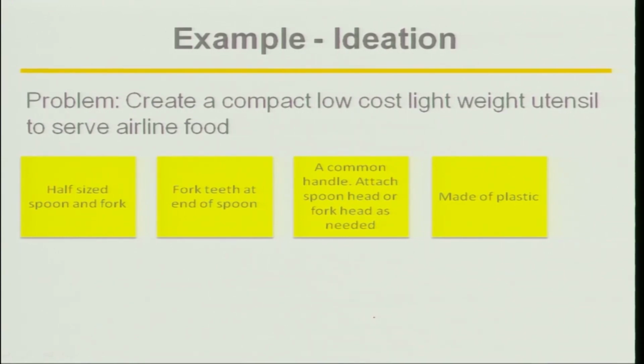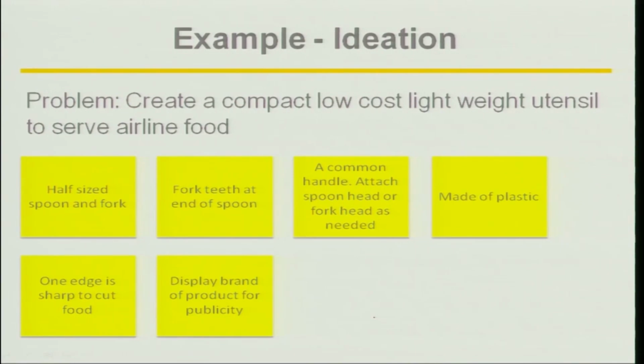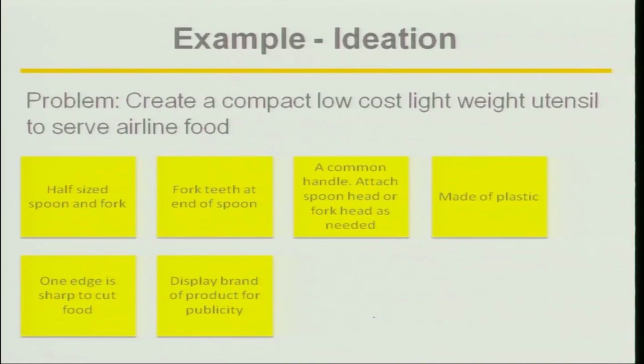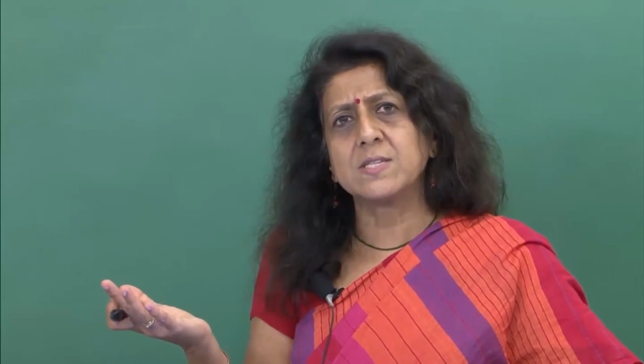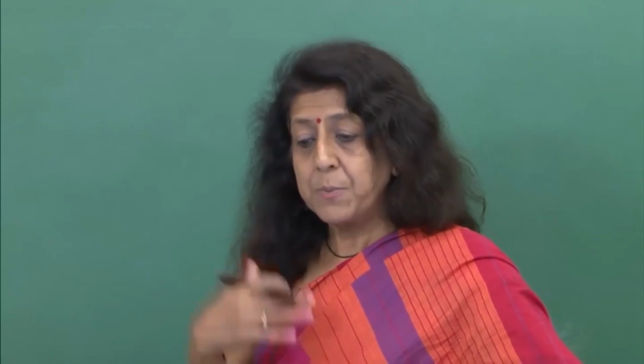Maybe we have a half-sized spoon and fork, a small-sized spoon and a small-sized fork with which we can eat, right? Maybe one edge is sharp to cut the food, right? Maybe it displays the brand of the product for publicity, that we want to make a big splash out of this. So these were all the different ideas that came out when thinking about the different ways, and this was about a 7-minute activity, right? Perhaps if we spend some more time there would be more ideas.